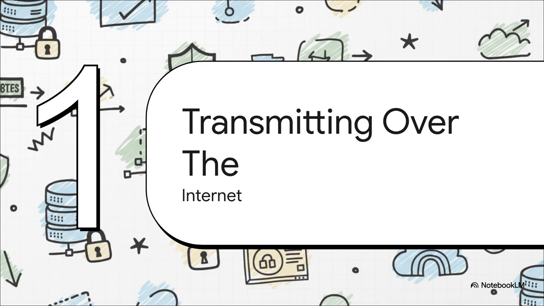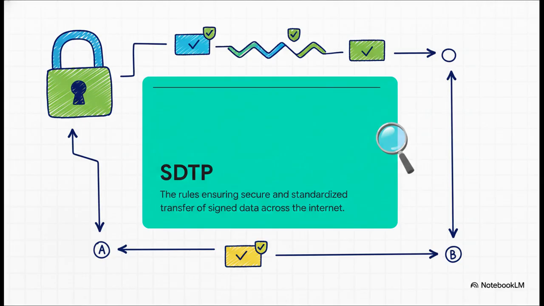Now comes the really big jump, crossing the wild public internet. How on earth does it do that safely? And this, my friends, is where the hero of our story steps in, SDTP, the Secure Data Transmission Protocol. You know, a protocol is really just a fancy word for a set of rules. And SDTP is the rulebook that makes sure our signed data packet can get from point A to point B across the internet without any trouble.